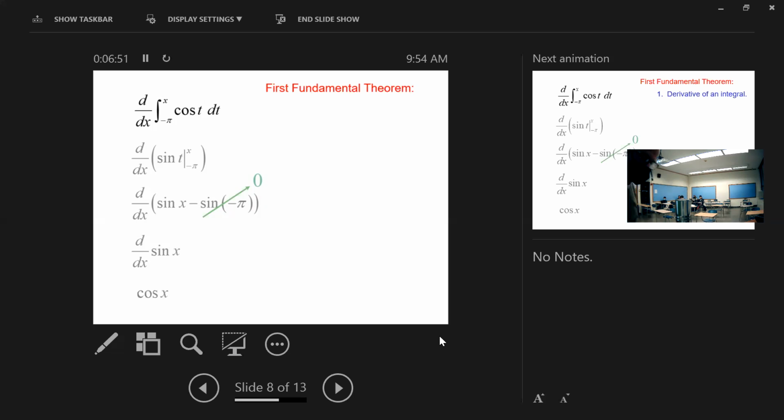And they shouldn't have picked a value. They gave you a 0 in the function. That was just wrong.